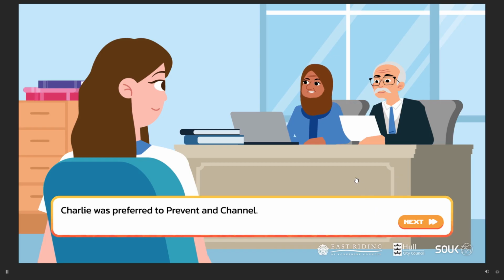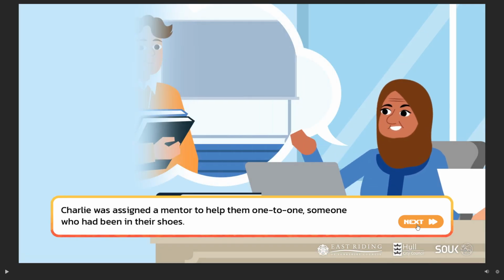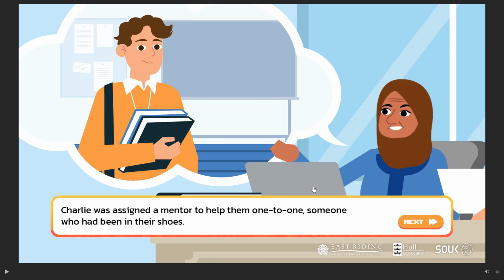Charlie was referred to Prevent and Channel. Prevent and Channel. I guess it's like Punch and Judy, and the one on the left is Prevent, and the one on the right is Channel. I haven't been prevented and channeled yet, so seeing this woman without a job is making me just feel kind of racist. Charlie was assigned a mentor to help prevent them and channel, one-to-one, someone who had been in their shoes.